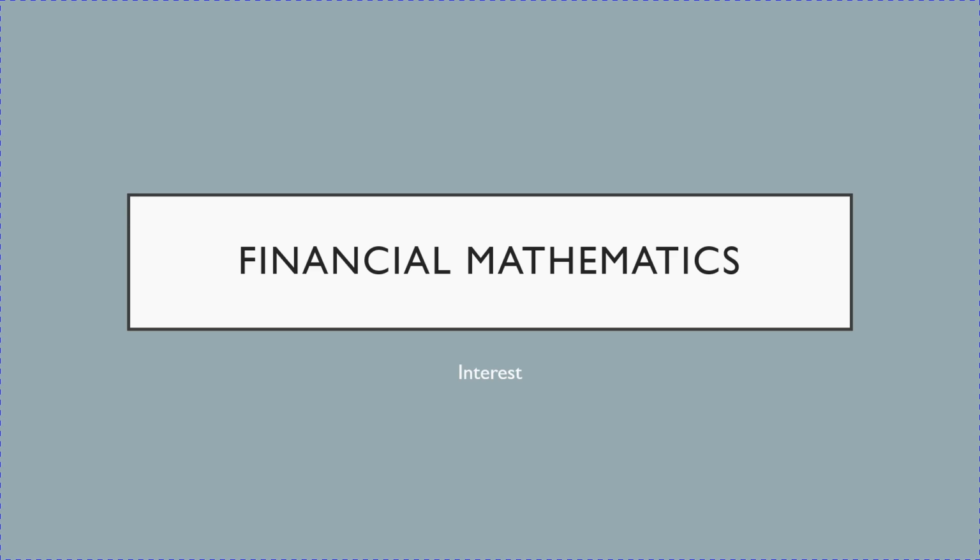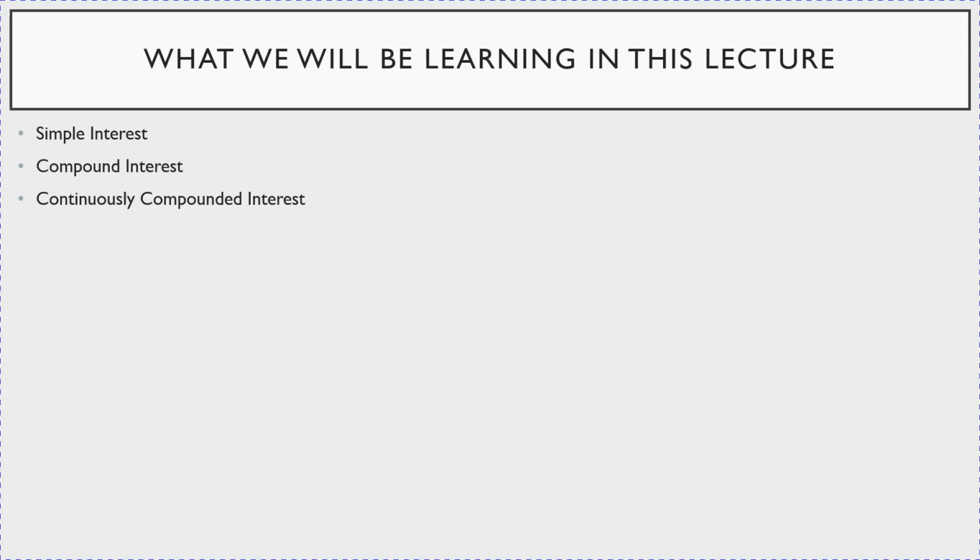In this lecture, we're going to talk about three different types of interest. We're going to talk about something called simple interest. Now, simple interest is not used in practice in the real world, but it's a great introduction to the next two. Next is compound interest, and then we're going to end on something called continuously compounded interest.